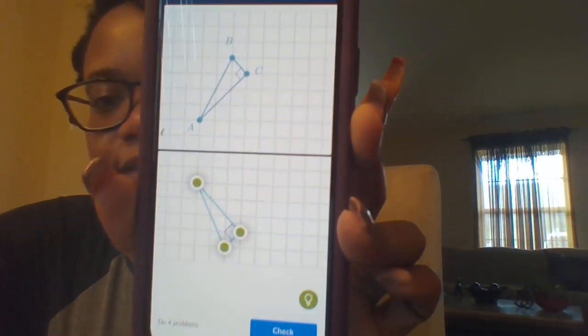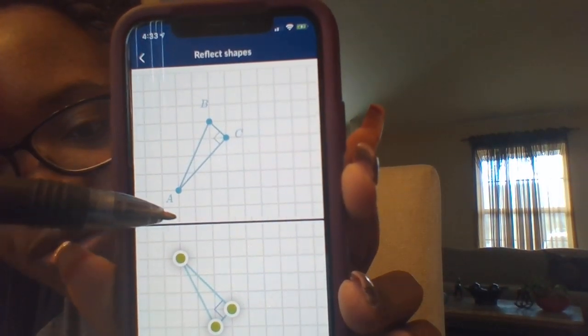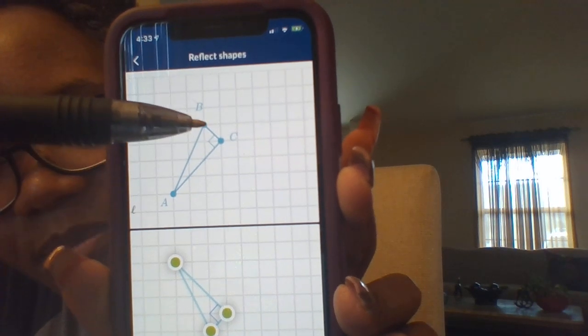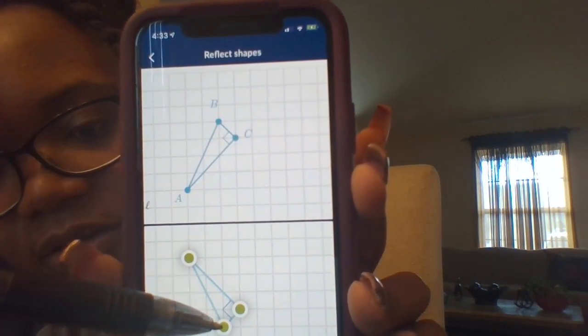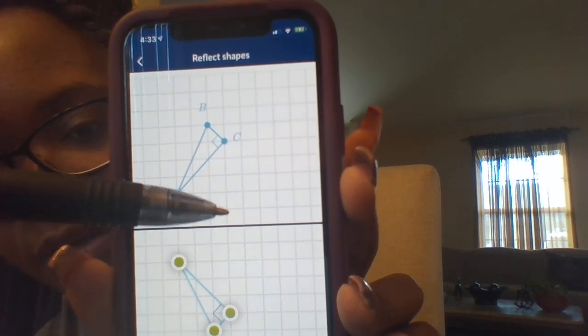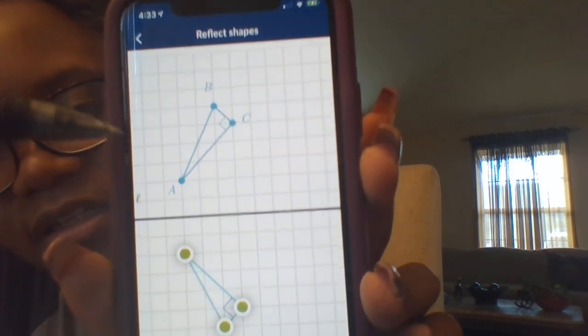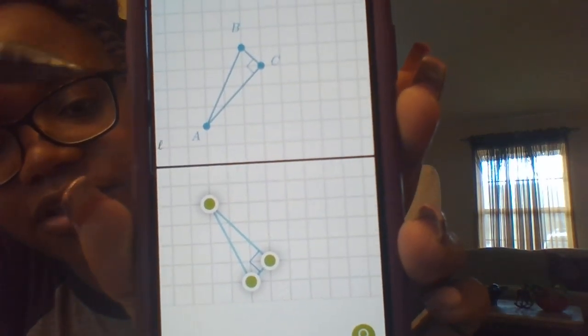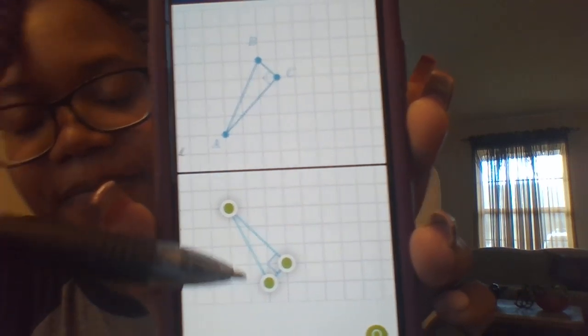And this is what the reflected figure is going to look like. We have the new A is 2 units below the line. B was 6 units above the line of reflection, so we went 6 units below the line. C was 5 units above the line of reflection, so we went 5 units below the line. That's going to be our final reflection. And as we can see, we still have that right angle in the same position.